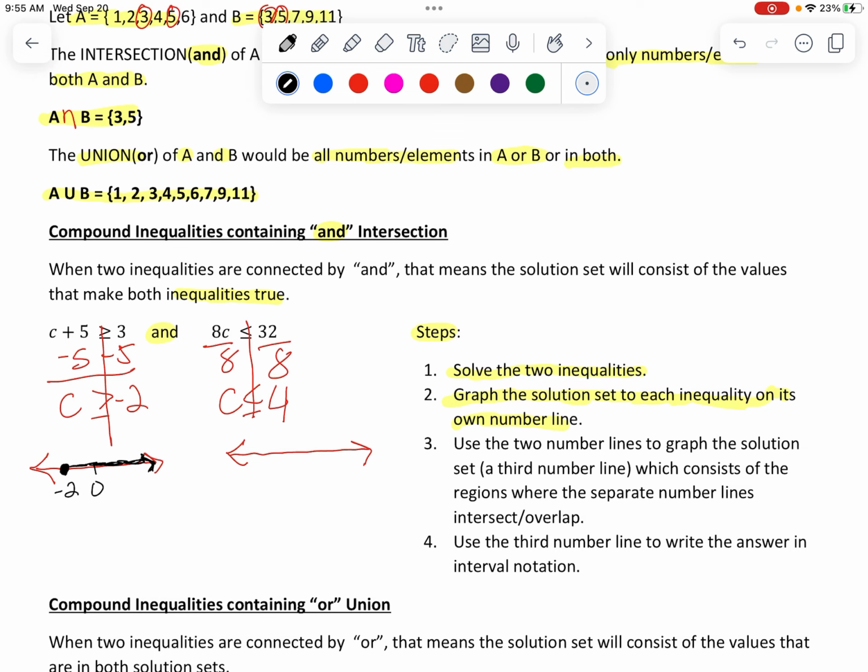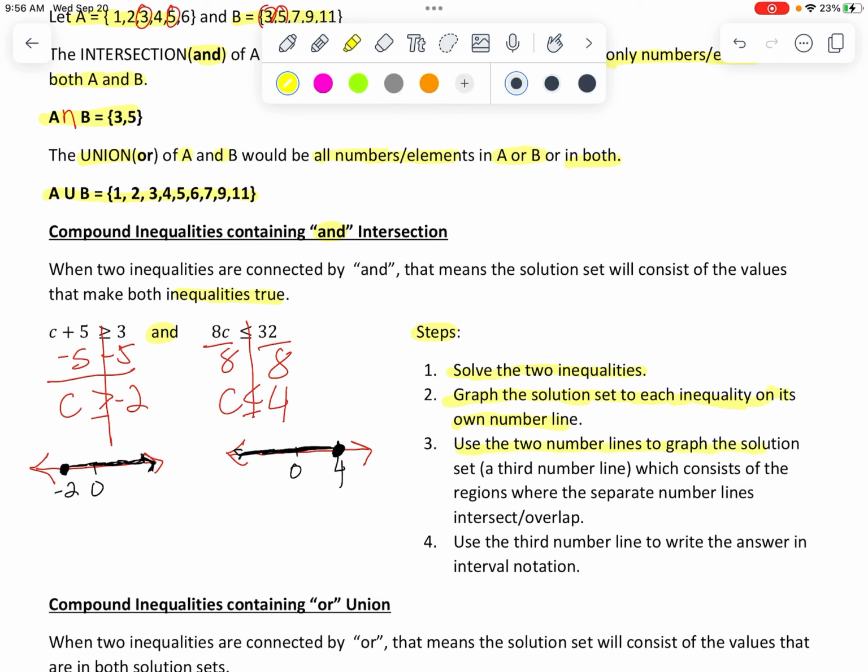Now I'm going to do the second number line. I identify my 0, I identify my 4. The values of C have to be less than or equal to, because it's equal to, then that circle is closed, and less than means to the left, lower numbers, okay? And that keeps going on for -infinity. So now we're going to move on to step 3.